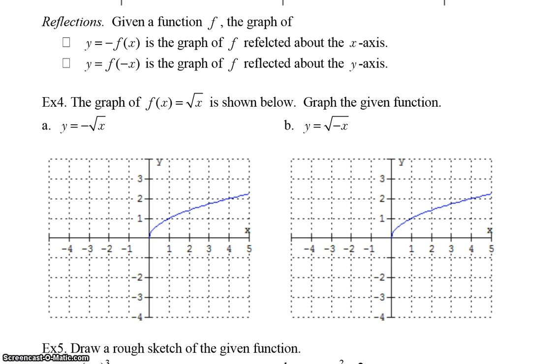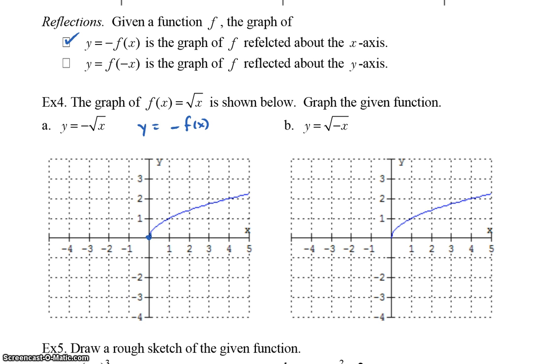Let's look at an example with the square root function again. The graph of f of x equals square root of x is shown below, graph the given function. So minus square root of x, this would be y equals minus f of x. So this would be the first type of reflection, a reflection about the x-axis. So basically every point gets reflected across the x-axis.